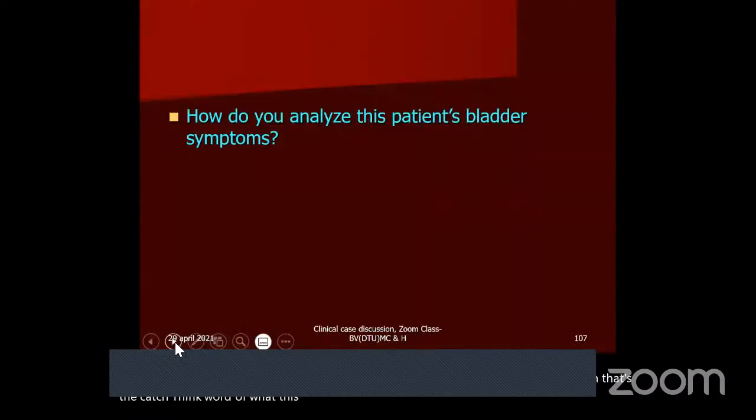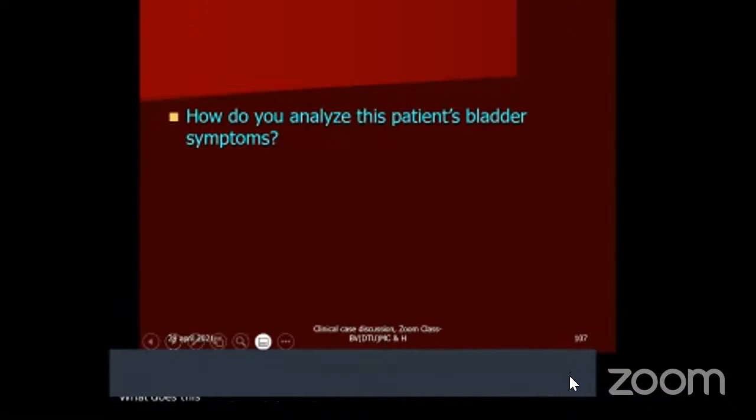How do you analyze this patient's bladder symptoms? How do you analyze the bladder symptoms? He's got urgency, frequency, and precipitancy. Or he has got retention of the bladder. And he's not. So he has got an insidious onset of bladder symptoms over 3 weeks. If you know, then what does it tell us? What does this bladder dysfunction tell us?